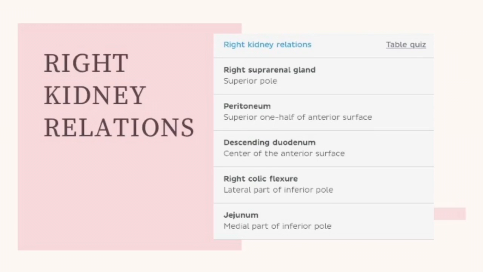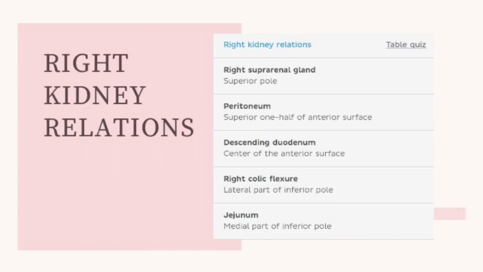This potential space that separates the liver from the kidney is called the hepatorenal pouch of Morrison. Under normal conditions this pouch is empty, but certain pathological conditions such as ascites or hemoperitoneum can cause fluid to collect within the pouch. This can be visualized with ultrasound or CT scan.